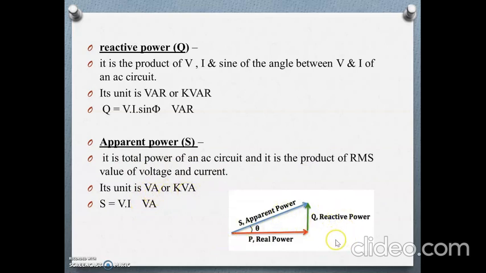The figure in the corner indicates the power triangle. The power triangle is the graphical way of relating real power, reactive power and apparent power. This horizontal line indicates real power on the real axis. Q is the reactive power or imaginary power, expressed on the vertical axis, and the line joining the two is the total power, also called apparent power. And this angle theta is nothing but the phase angle between voltage and current.